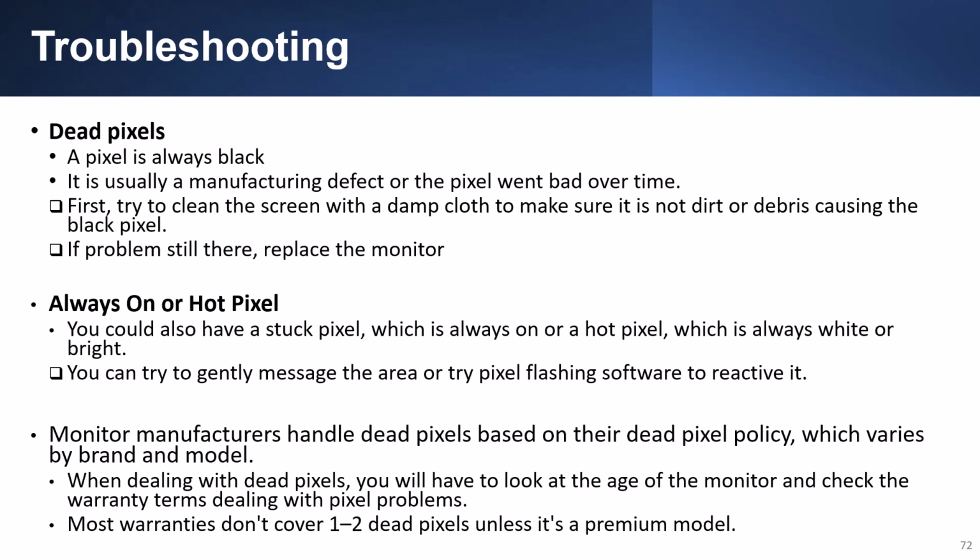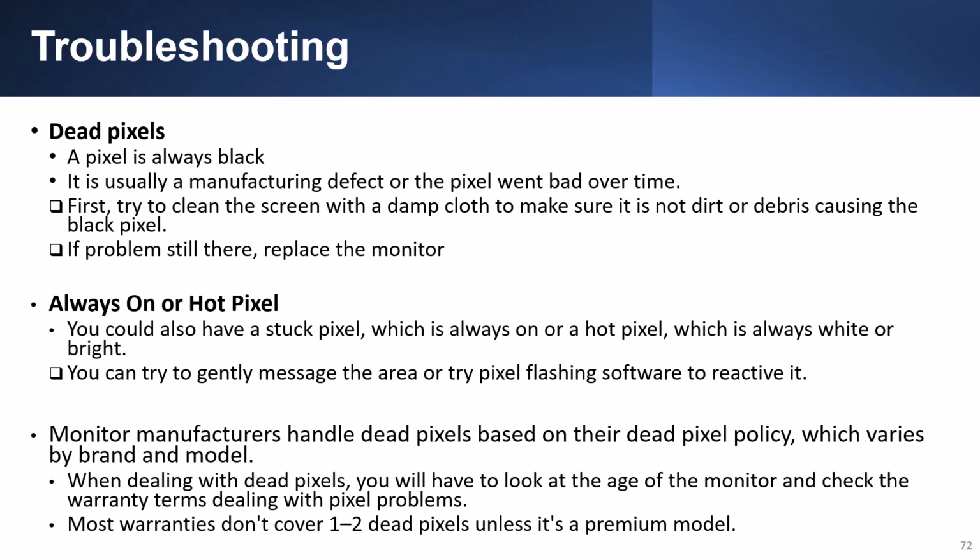A dead pixel is when an individual pixel goes bad and the pixel is always black. So basically, you always see a small black dot. This is usually a manufacturing defect or the pixel went bad over time. First, try to clean the screen with a damp cloth to make sure it is not dirt or debris. If the problem is still there, you'll have to replace the monitor.